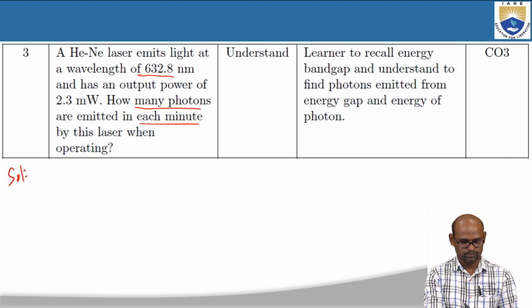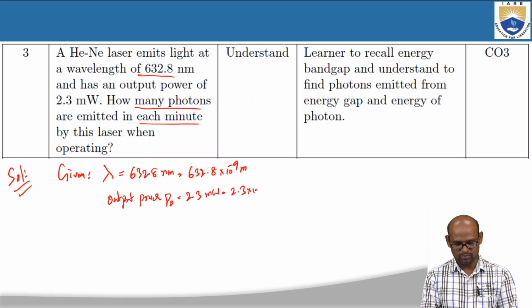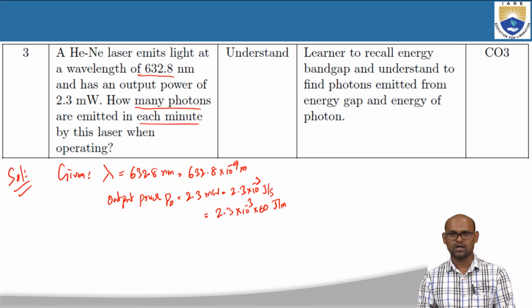Solution: always start with whatever is given. Wavelength lambda is 632.8 nanometers, so that is 632.8 into 10 power minus 9 meters. Output power P0 is given as 2.3 milliwatts, so that is 2.3 into 10 power minus 3 joules per second. We want it per minute, so that is 2.3 into 10 power minus 3 into 60 joules per minute. Now we need to calculate the number of photons emitted per minute.